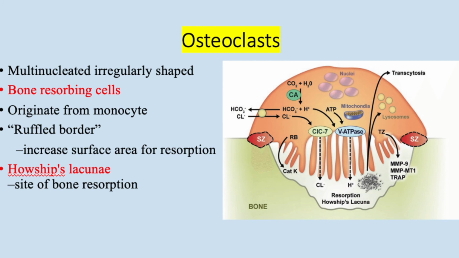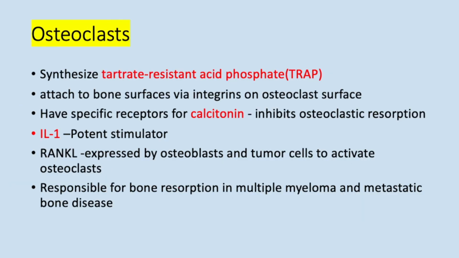Osteoclasts are multinucleated and irregularly shaped. They help in breaking down the bone. They are the bone resorbing cells. They originate from myeloid hematopoietic cells of the monocyte or macrophage cell lineage. Bone resorption occurs at the ruffled border, and the site of bone resorption where the ruffled border meets the bone surface is known as Howship's lacunae. Osteoclasts synthesize tartrate-resistant acid phosphatase, which is an osteoclast enzyme.